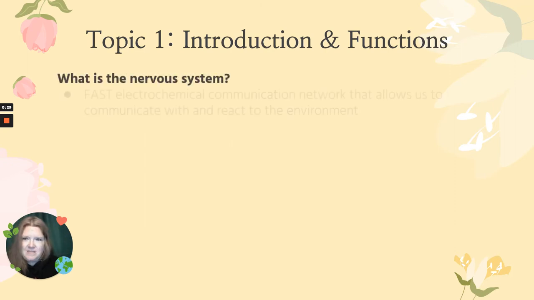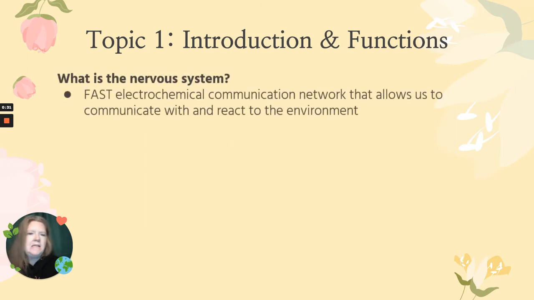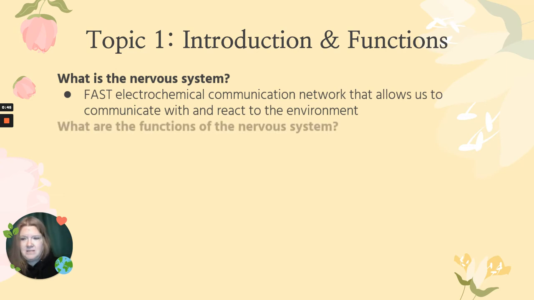So what is the nervous system? Well, it's a fast electrochemical communication network. So that means electrochemical signals are used, and it allows us to communicate with and react to the environment. So it allows us to respond to things that are happening inside and outside of our bodies.